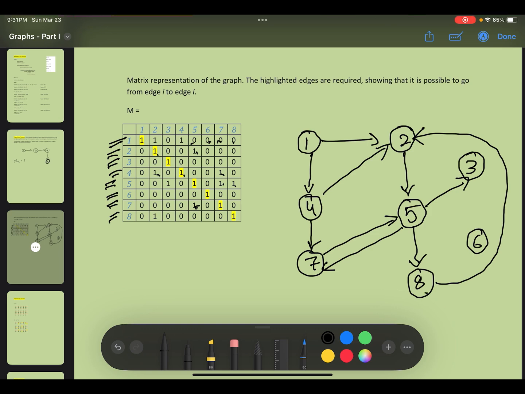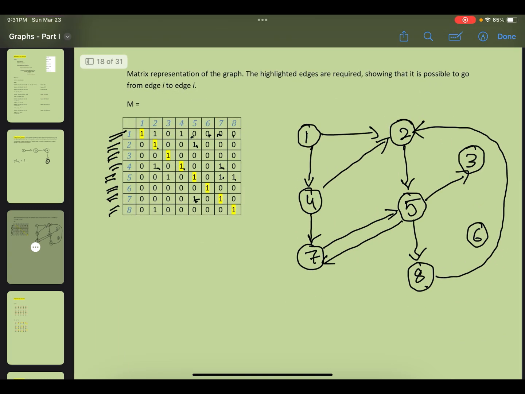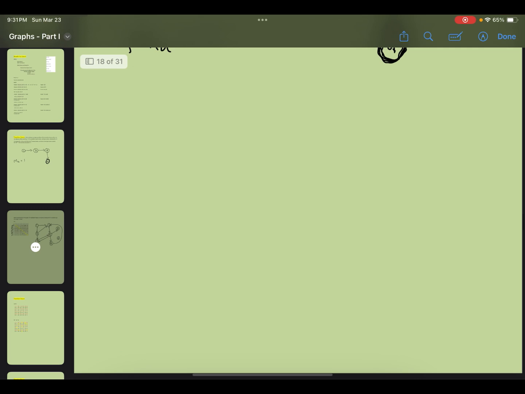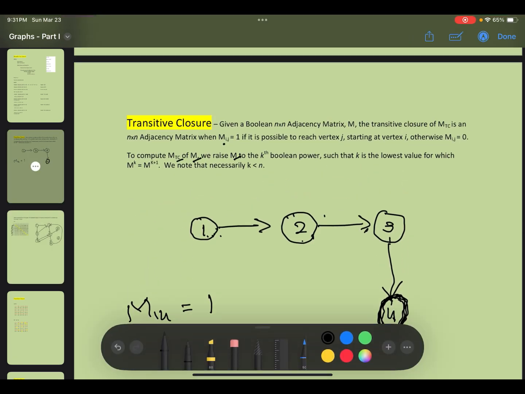If we assume that the graph looks like this for this adjacency matrix, we need to draw the transitive closure for this. We need to calculate the transitive closure. Going back to the definition, to compute M^TC of M, we raise M to the kth Boolean power such that k is the lowest value for which M^k is equal to M^(k+1).